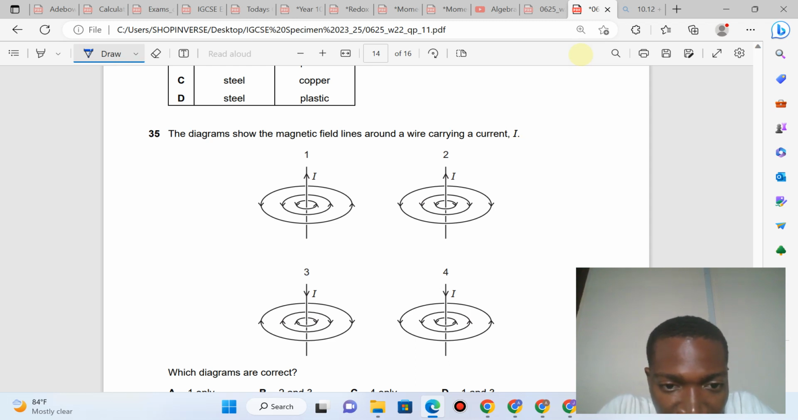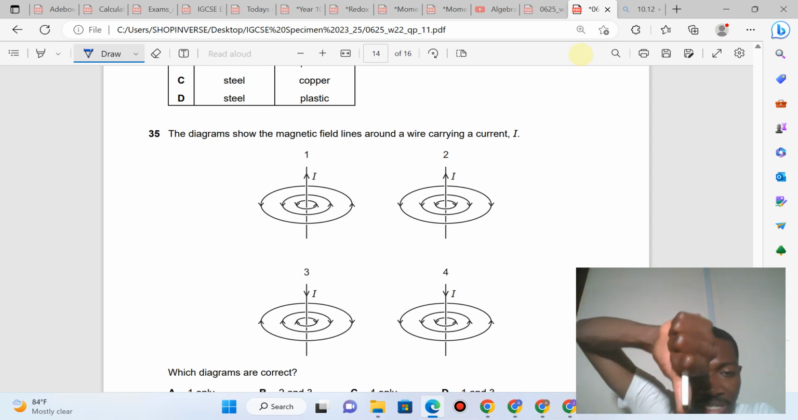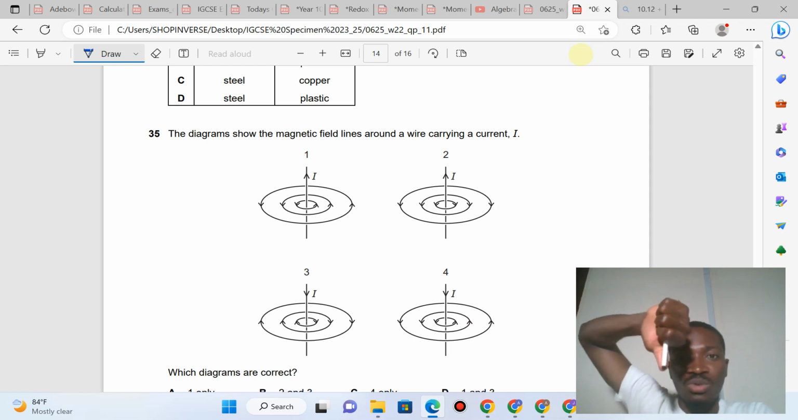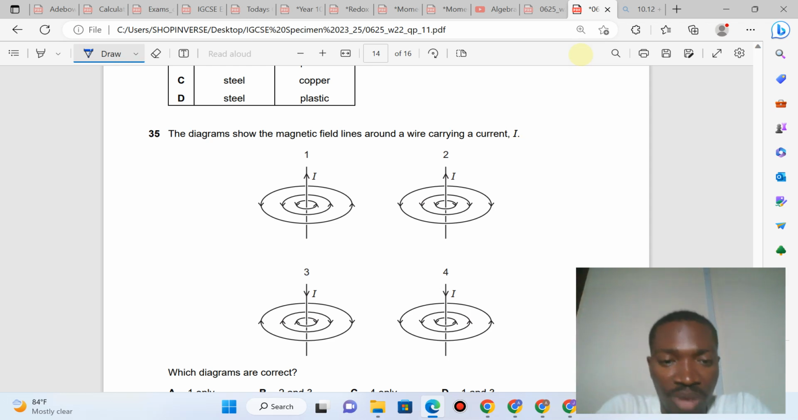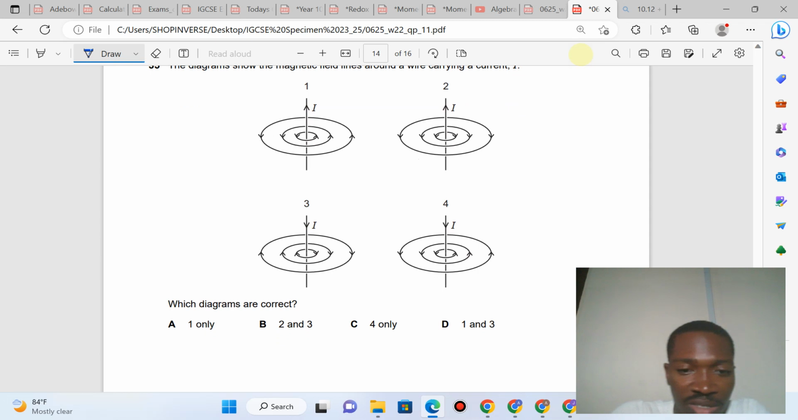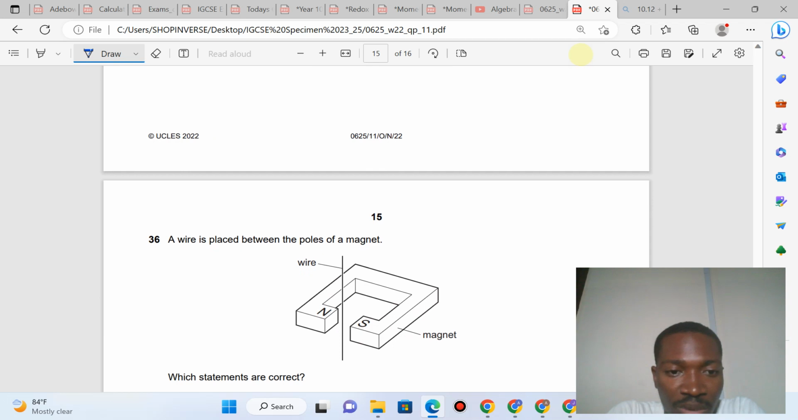Is there another option that depicts this correctly? No other option. Let me see. Number one depicts this correctly. Also, number three depicts this correctly. That is when you hold the conductor upside down. That is what number three depicts. It depicts the direction of current, also direction of the field. So look at the arrow of number three. So number one and three are correct. D, one and three only. That's question 35.